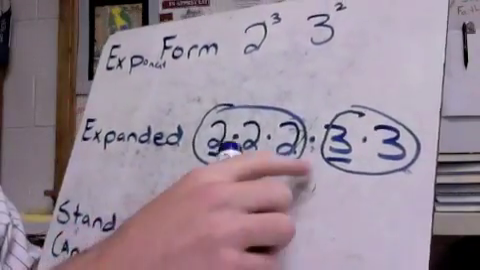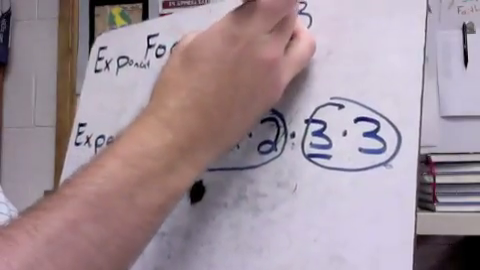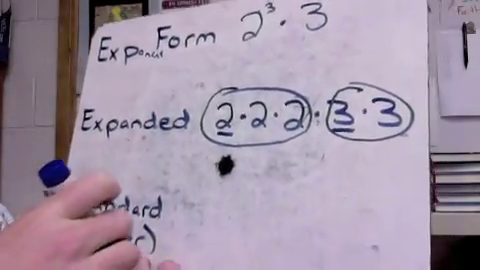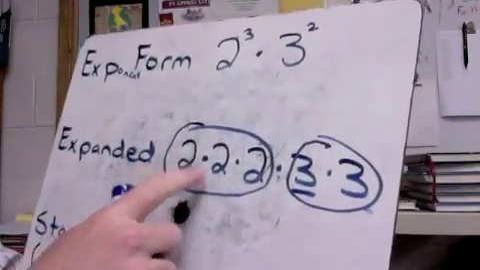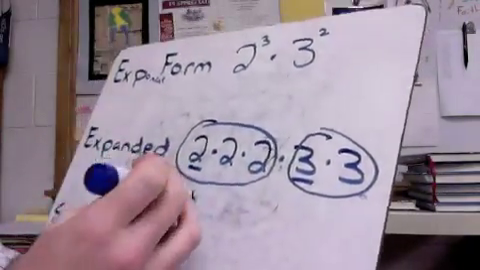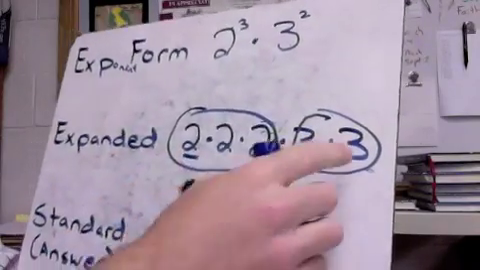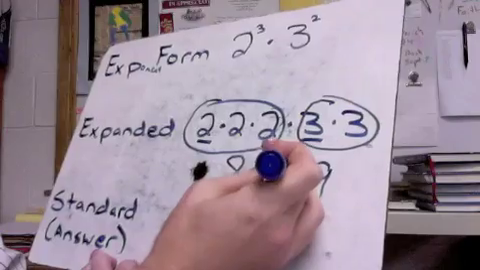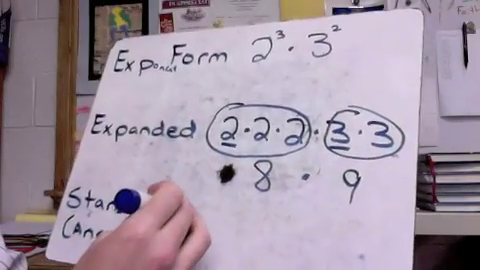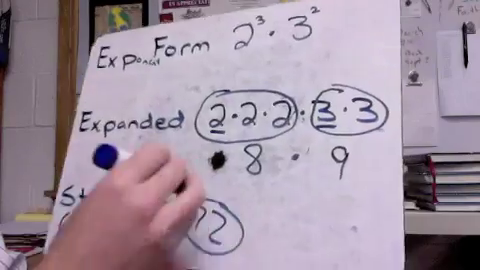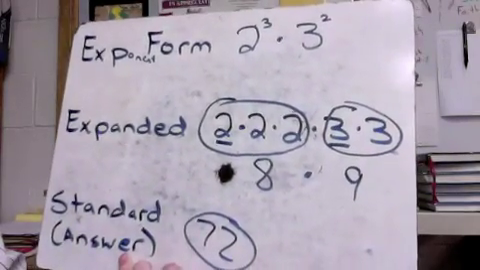And then we just have to multiply them together. Now our answer to this, 2 times 2 is 4, times 2 is 8, so this part would be 8. 3 times 3 is 9. Altogether we would have 8 times 9 is 72.